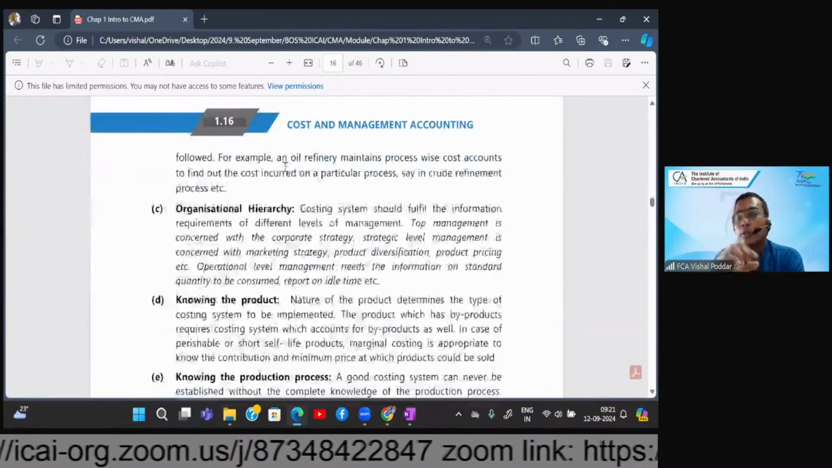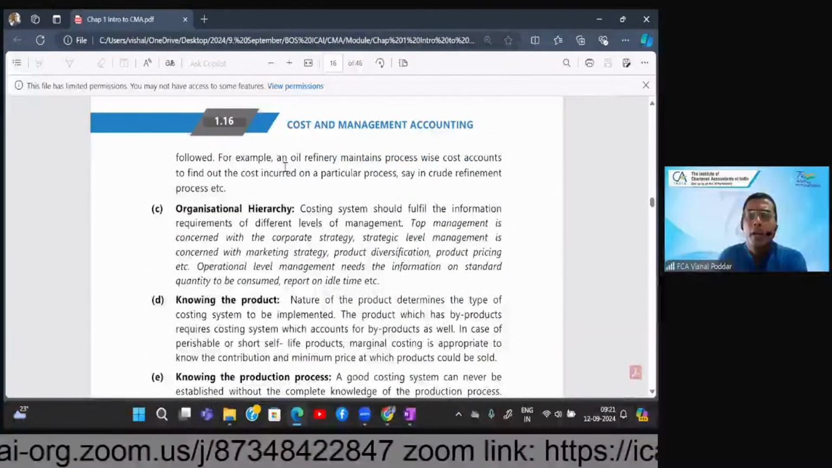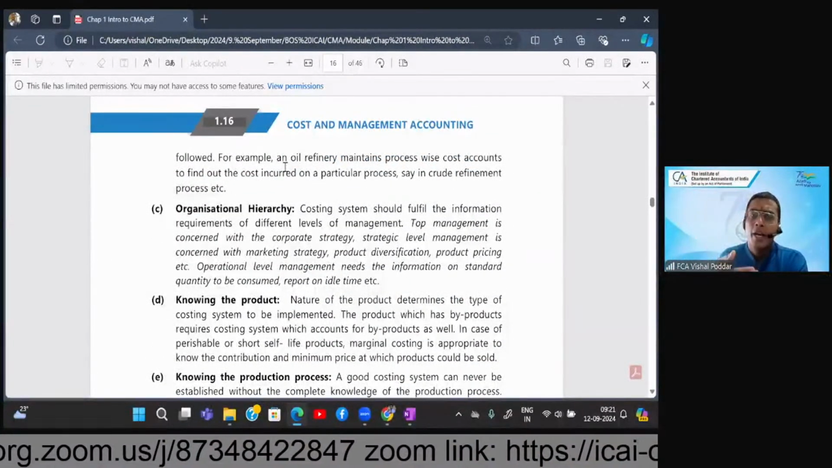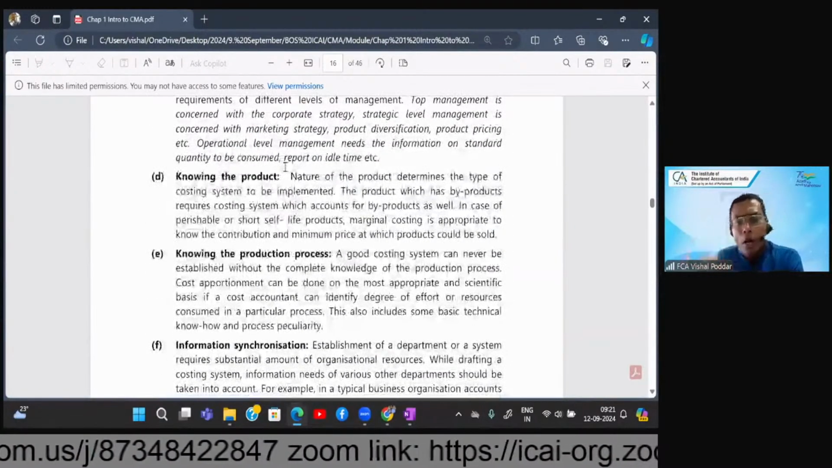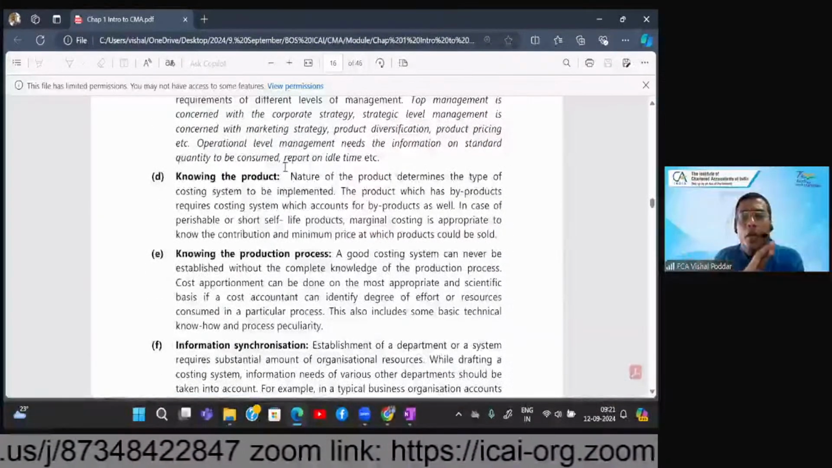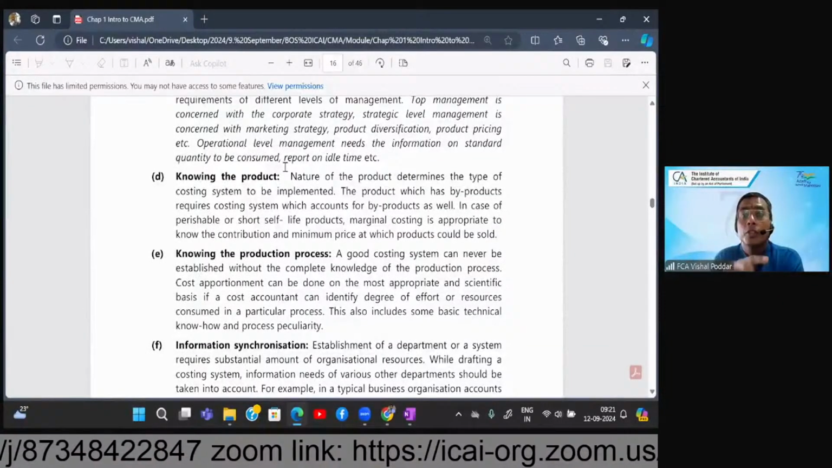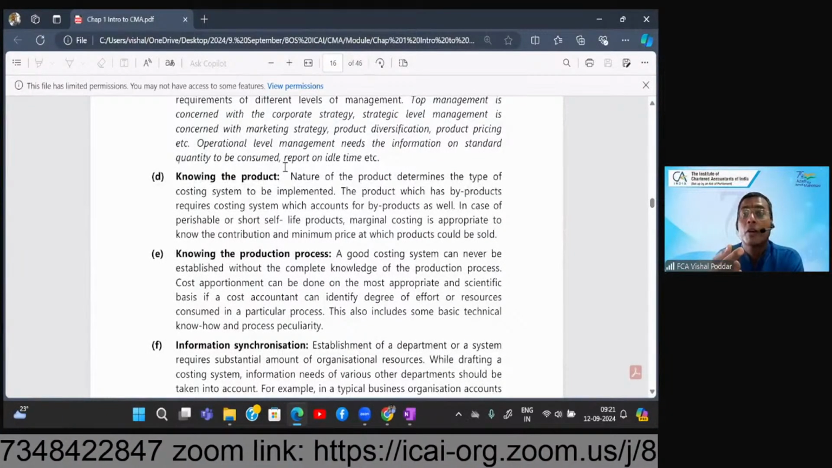So study that first. What is your organizational hierarchy? See, any system needs to check the hierarchy. Who will be lowest? Who will be doing what? So you need to check that. Again, knowing your product, because product-wise, the cost sheet format will change. Again, the cost unit may be different for different products as we discussed.